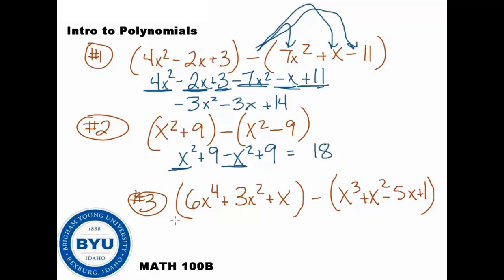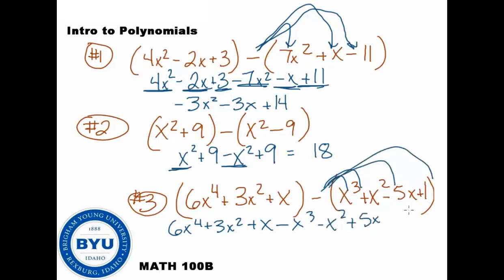Kind of interesting. Here we get x to the 4th plus 3x squared plus x. We distribute the negative, so negative x cubed minus x squared. The minus minus becomes plus 5x minus 1. Then we can combine our like terms. X to the 4th, there's nothing else. Nobody else is wearing a 4 hat, so we just write that.